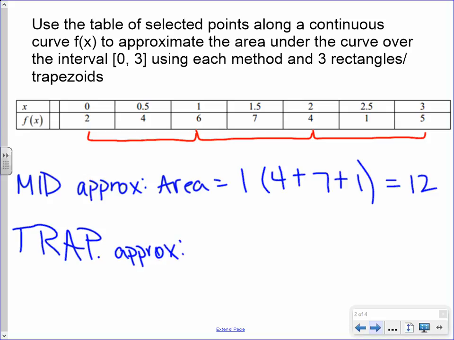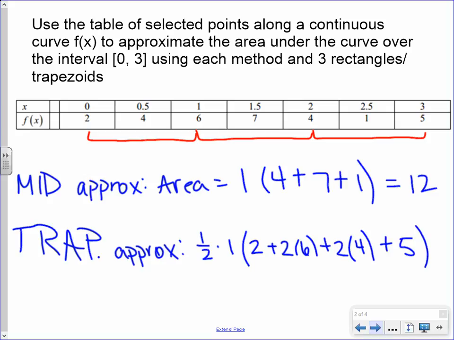And last but not least, our trapezoid approximation. So we have 1/2 times the height, which is 1, times f of 0, which is 2, plus 2 times our next base, which is 6, plus 2 times our next base, which is 4, plus our last base, which has height 5. So this approximation is 13 points.